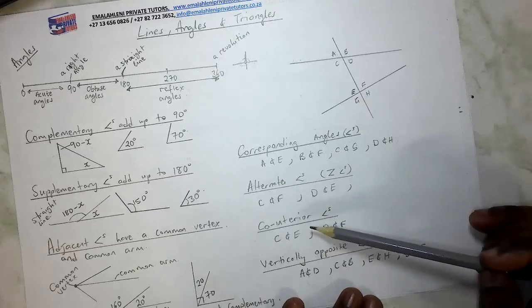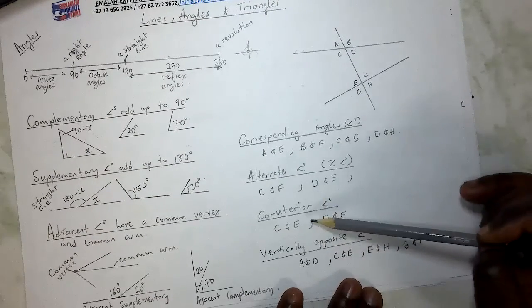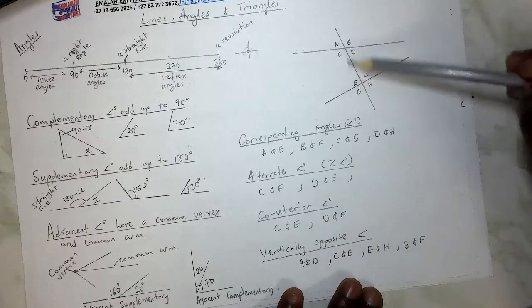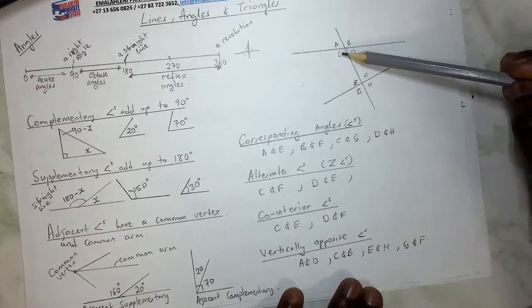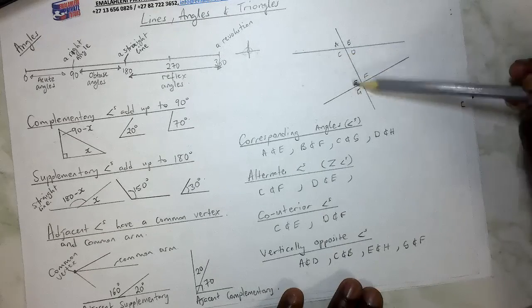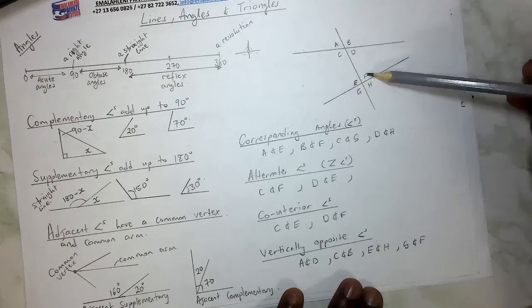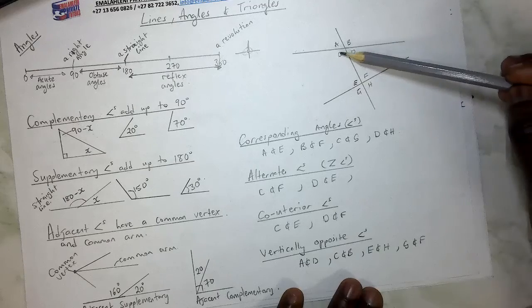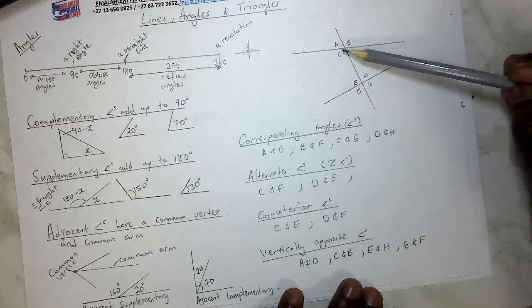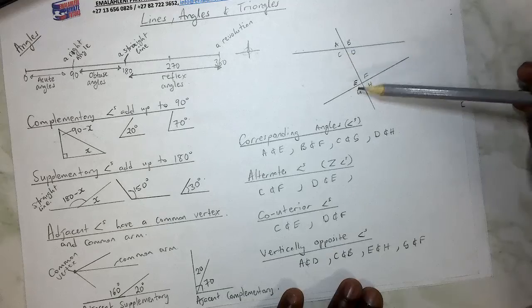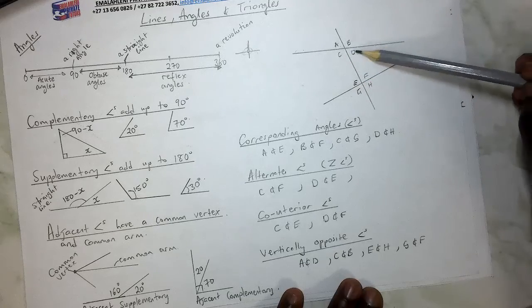Then let's talk of co-interior angles. What are these co-interior angles? They are those interior angles. These are what we refer to as co-interior angles, in respect of the property that we're going to talk about. Now, these are what we refer to as co-interior angles: C and E, and also D and F.